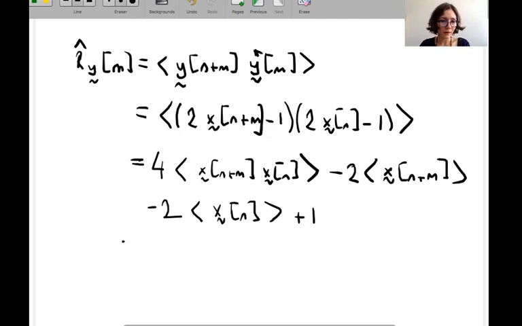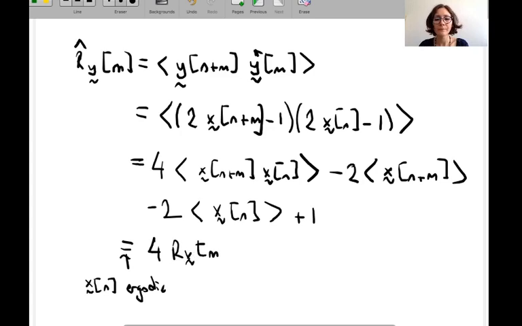Now, again, we don't have to calculate anything, we just have to observe that x of n is ergodic. So it's mean ergodic and it's ACF ergodic. So since x has this property, what is this time average? Because of the ergodicity, it's equal to the ACF. So our x of m.